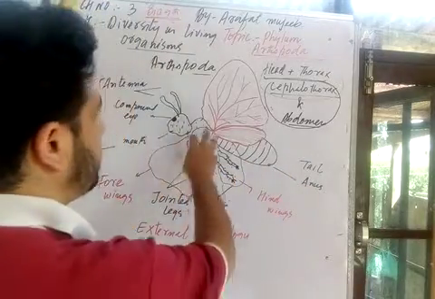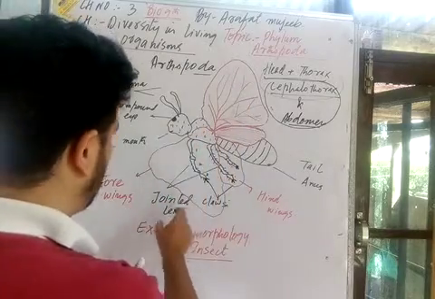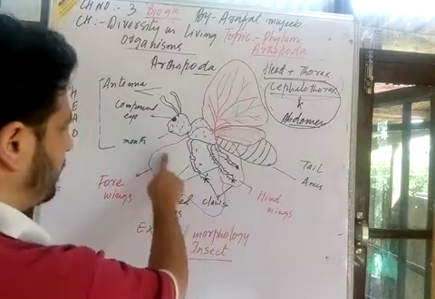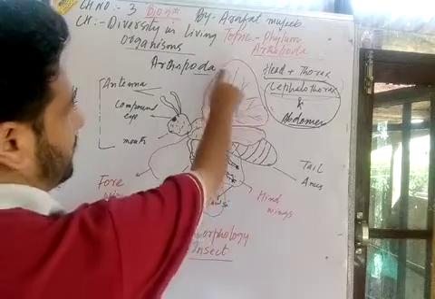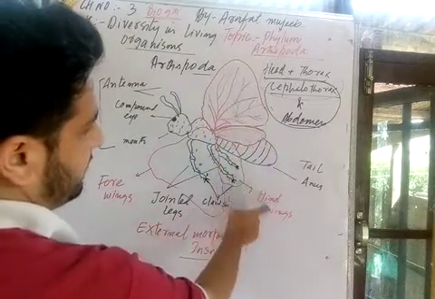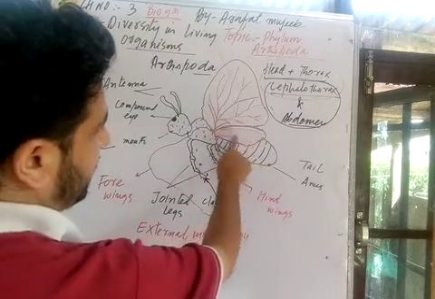There is a pair of wings. There are 4 wings. Here, look, 4 wings. This is the forewing, and this is the hind wing.